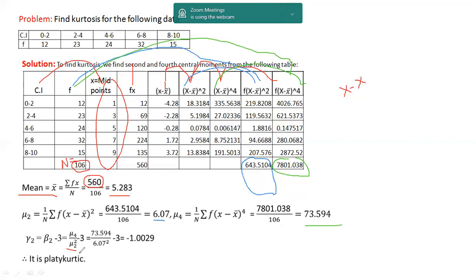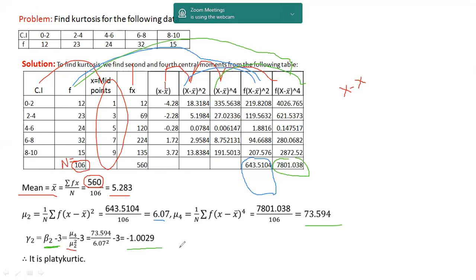Here we compare this value with 3. So instead of representing it like that, we take beta 2 minus 3, that is mu4 by mu2 square minus 3. Here mu2 is 6.07 and mu4 is 73.594, so mu4 by mu2 square, with 6.07 whole square, minus 3 gives minus 1.0029. Which is negative, so we say it is platykurtic.